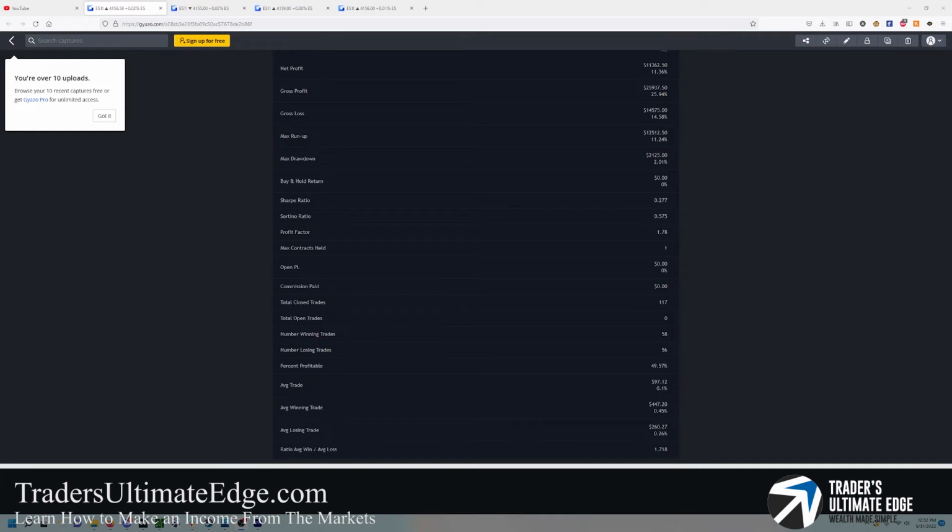So the question you all want to know is, how does it perform? Because it's worthless if it doesn't work, right? What you're looking at here is the stats from long side only. This is only from going long. Net profit, $11,362 with a profit factor of 1.78, which means on average, we're making 1.78 times more money on our wins than our losses. This is over a total of 117 closed trades, approximately 2 months worth of trading during the market day, and this is on the ES 3-minute. This is using the optimized settings on the algo.